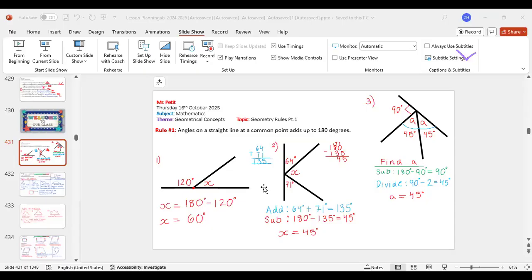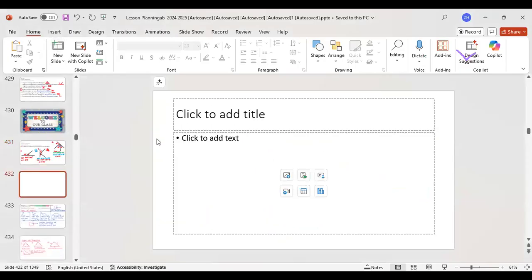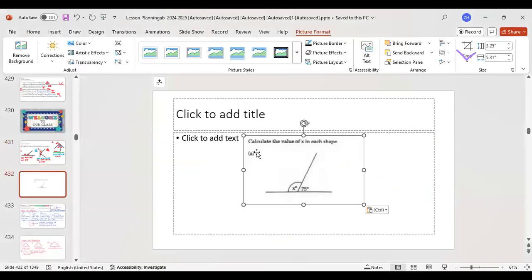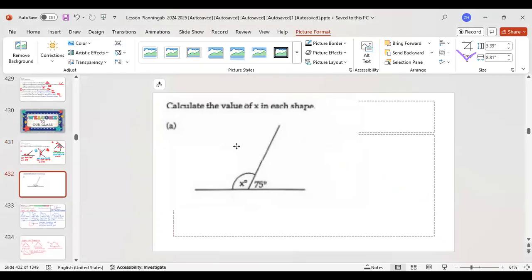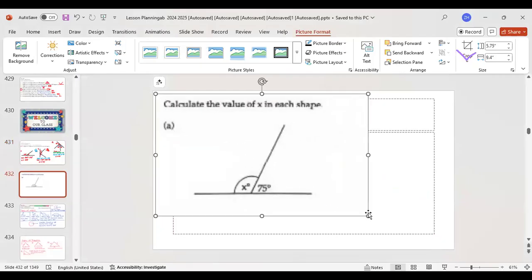Let's begin with number 1. This is number 1. It says calculate the value of each shape. Let me get to number 2. So do these on your own, and then we're gonna go over the answers.